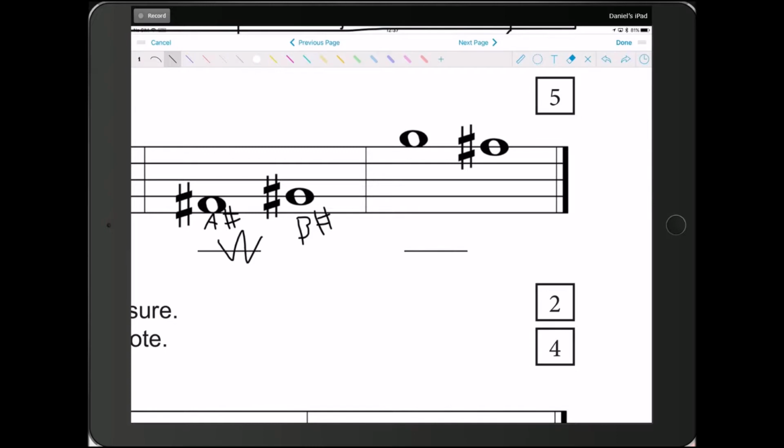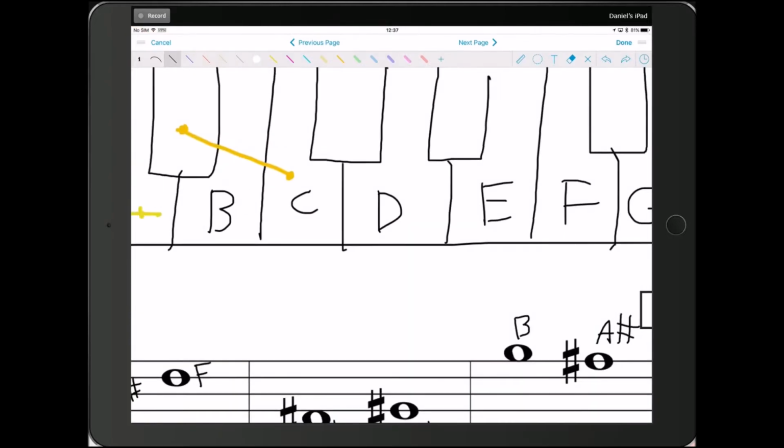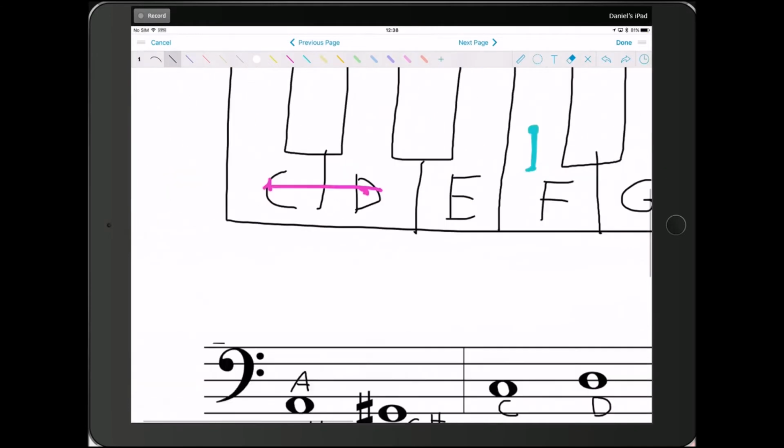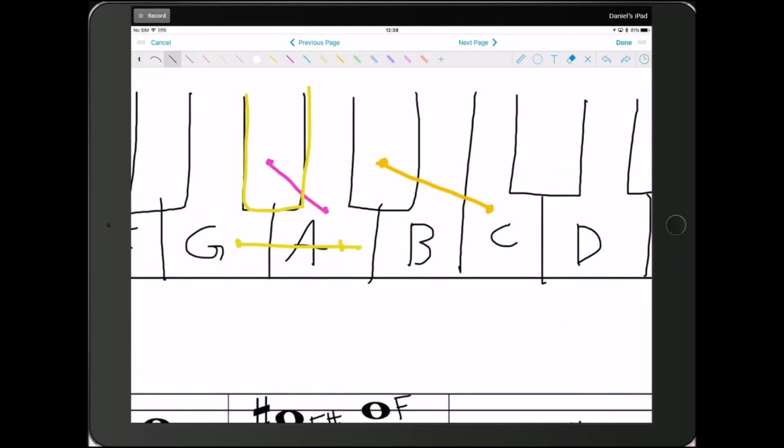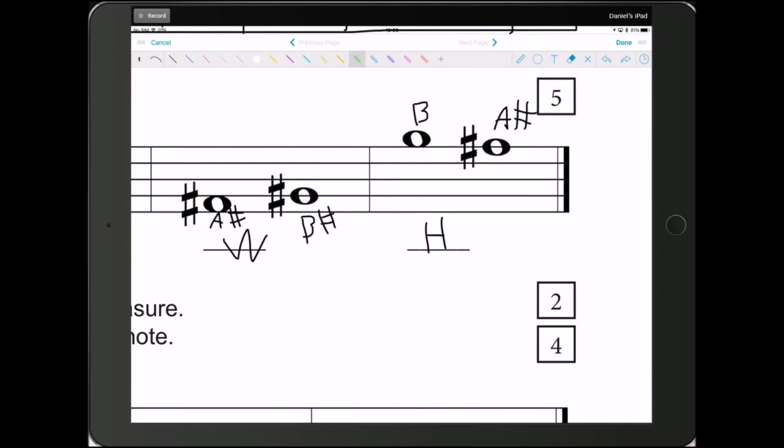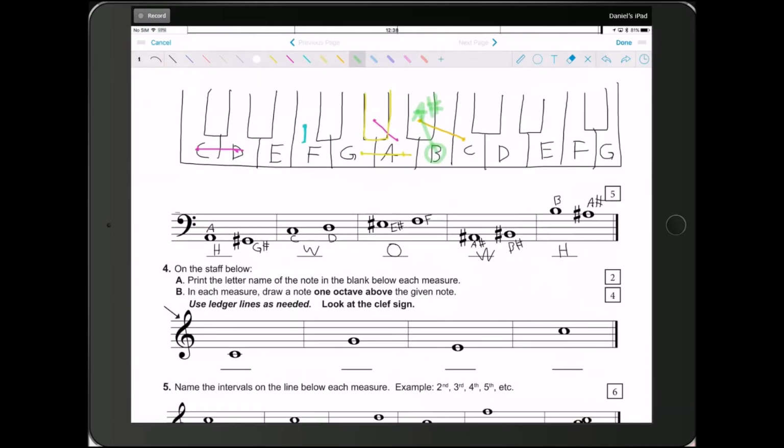Alright, and last one, we have B to A sharp. I'll tell you right now, it's a half step, but let's just verify that. This is the only A and B we have, so we'll do it in green. Okay, so here's B. Here's A sharp, B to A sharp. There's nothing in between those two, so therefore, it must be a half step. Alright, that's all of question 3.